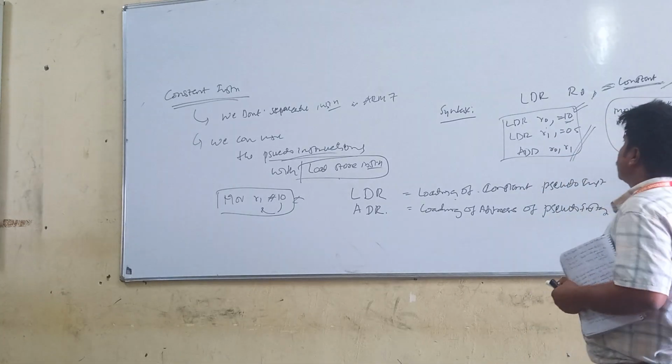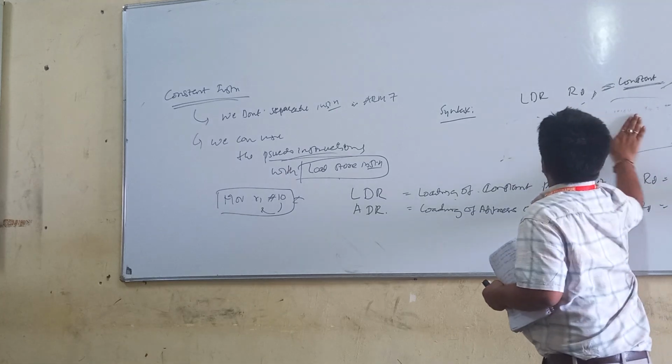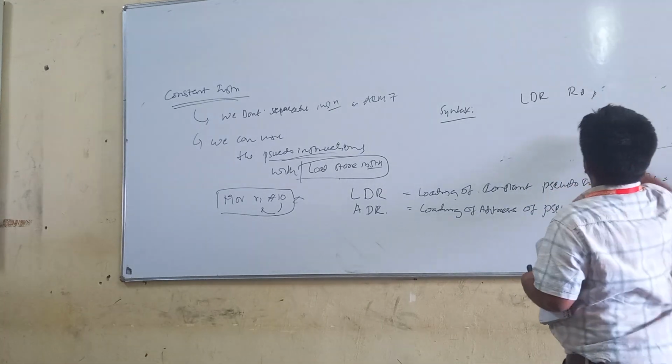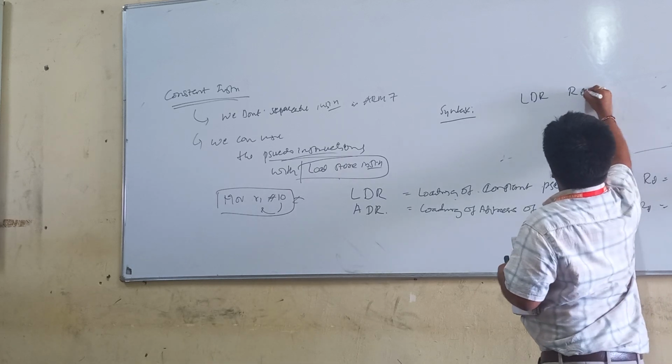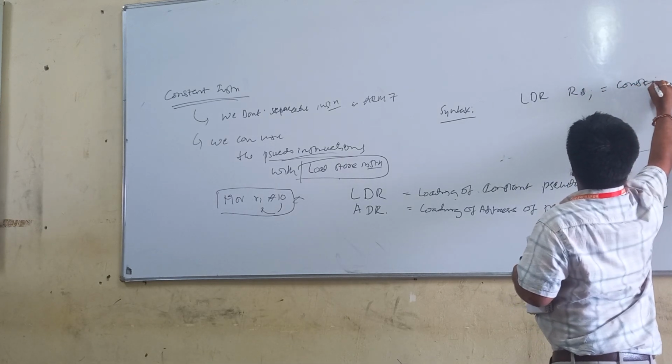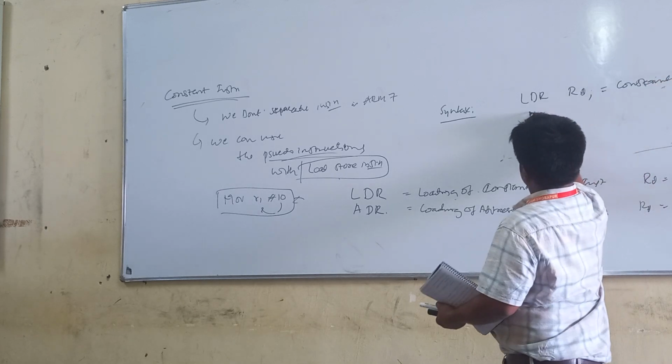This is the syntax: LDR Rd comma equals constant. LDR comma equals constant. Next, ADR.